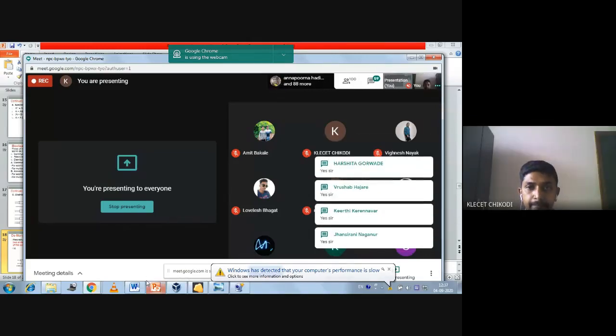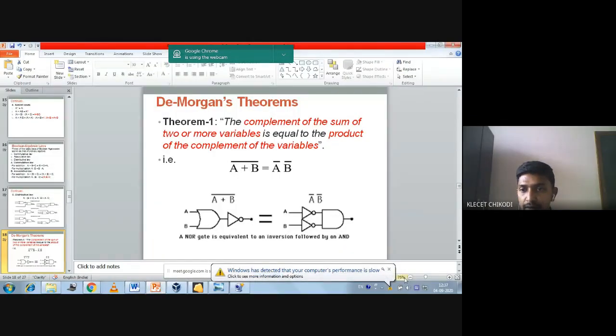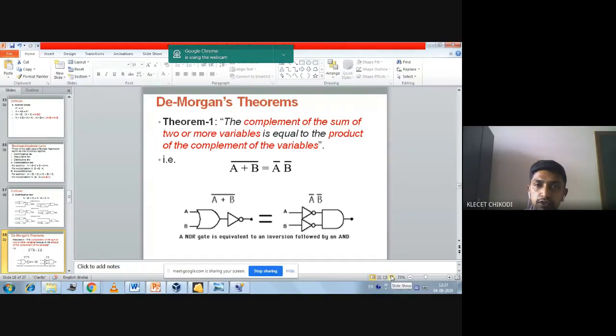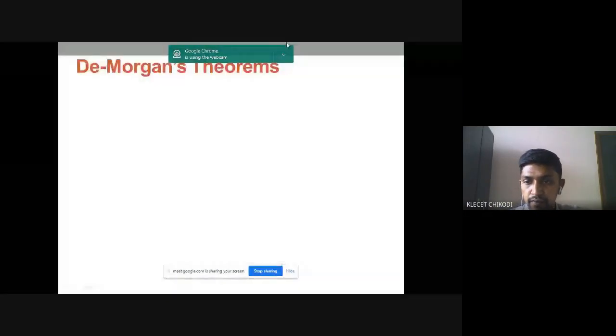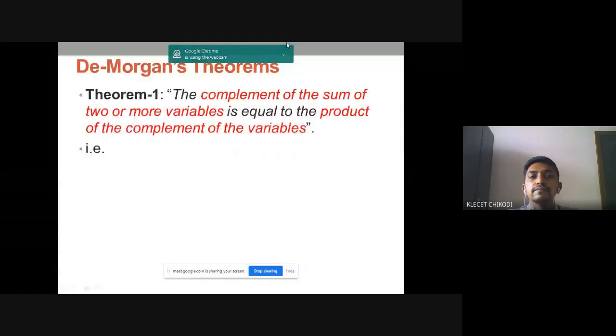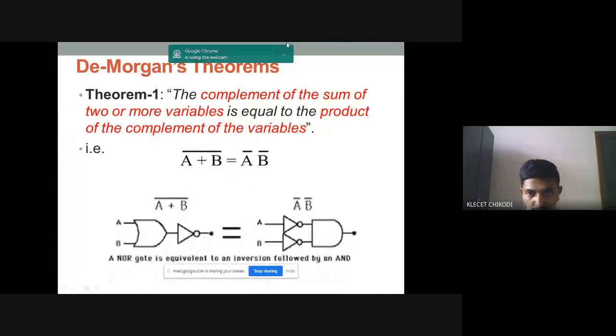Okay. Now we'll see the second theorem now. You note it down better. A plus B whole bar is equal to A bar into B bar. This is the first De Morgan's theorem. Now we'll see the second theorem.